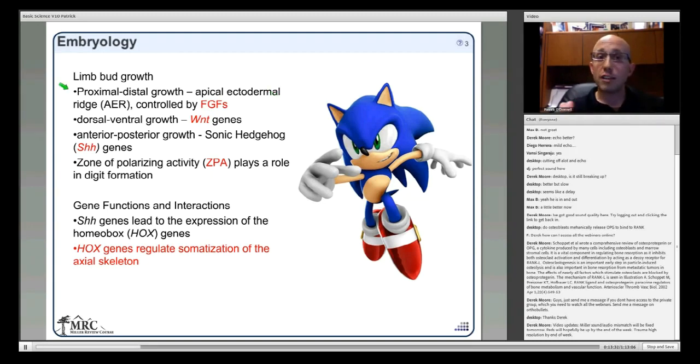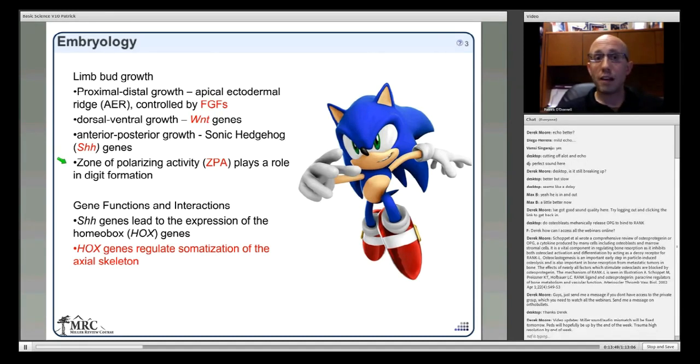If you go proximal to distal, you're looking at this apical ectodermal ridge, the AER, that's controlled by fibroblast growth factors. Dorsal to ventral growth is controlled by the Wnt genes. Anterior to posterior growth, looking at your sonic hedgehog genes. The ZPA, the zone of polarizing activity, plays a role in the digit formation. So a lot of three-letter short acronyms, something just to commit to memory.